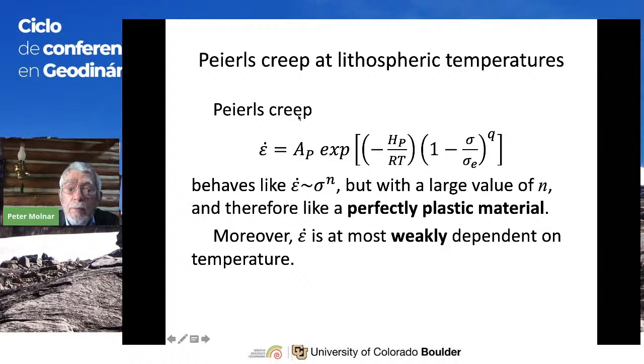So if we go back and we say this equation actually behaves like this power relationship between strain rate and stress, but with a very large value of N, this is like a perfectly plastic material. In a perfectly plastic material, there's no deformation until the stress reaches a yield stress, and then strain occurs at a constant rate. That's the definition of a plastic material. And moreover, the strain rate is at most weakly dependent on temperature. It really doesn't matter very much.